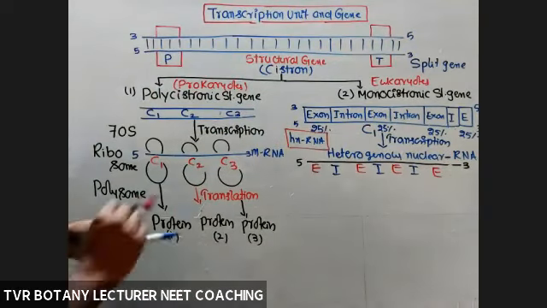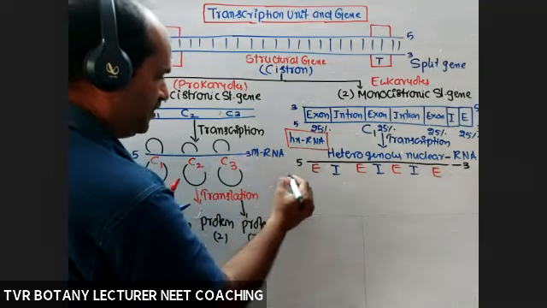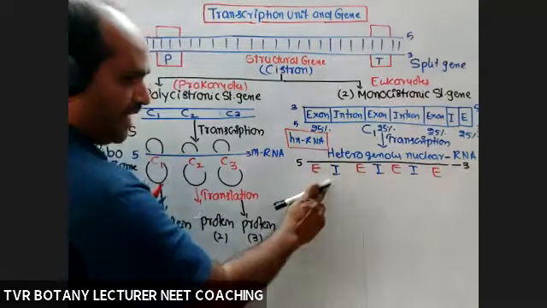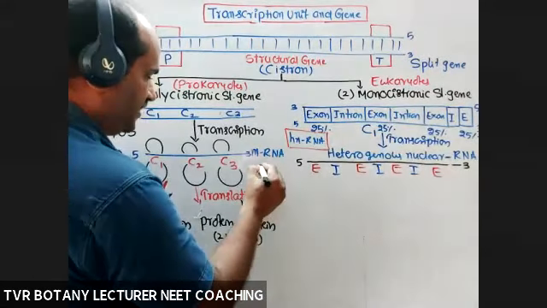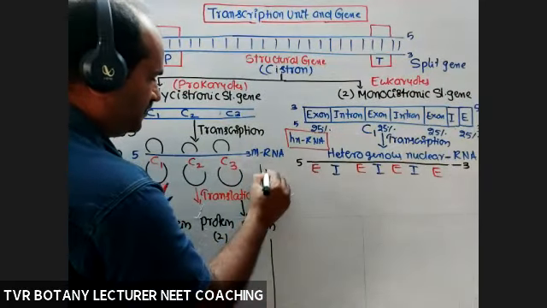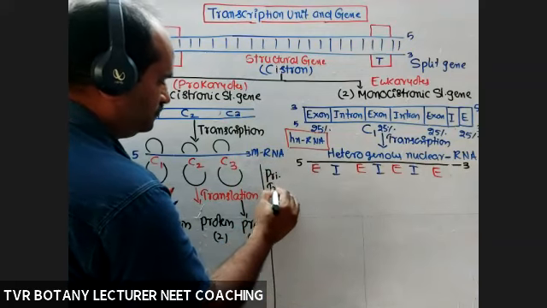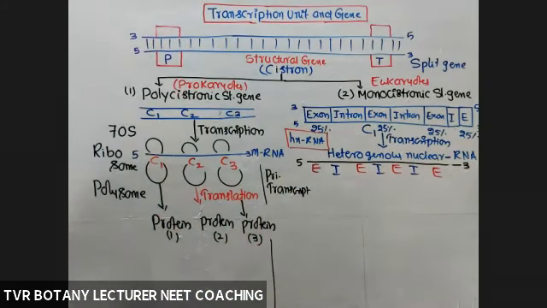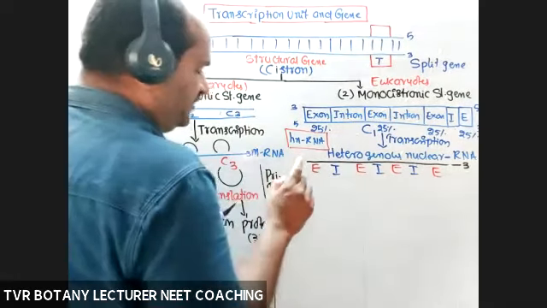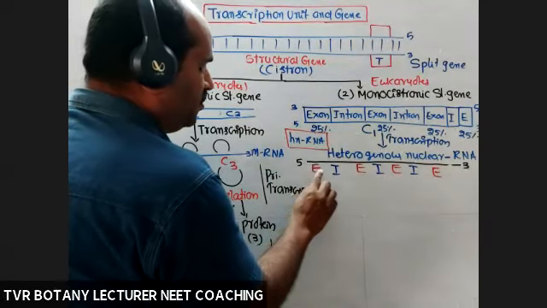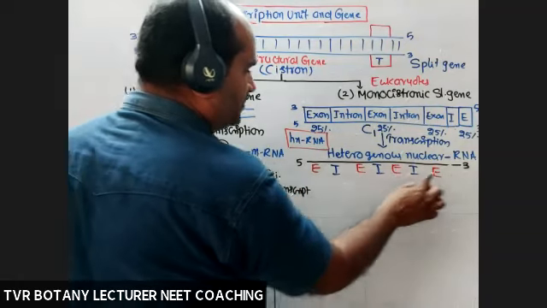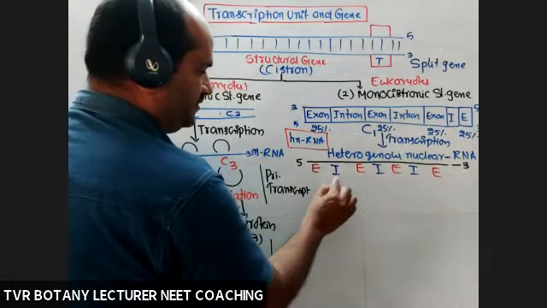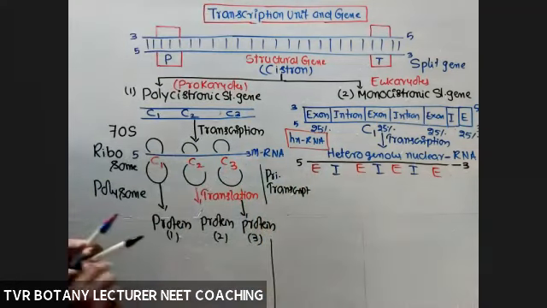Okay, so this is a primary transcript. This is HnRNA, heterogeneous nuclear RNA. What about the cistron? It is divided into a number of coding regions, 25%, 25%, 25%, 25%. Intervening sequences must be eliminated.